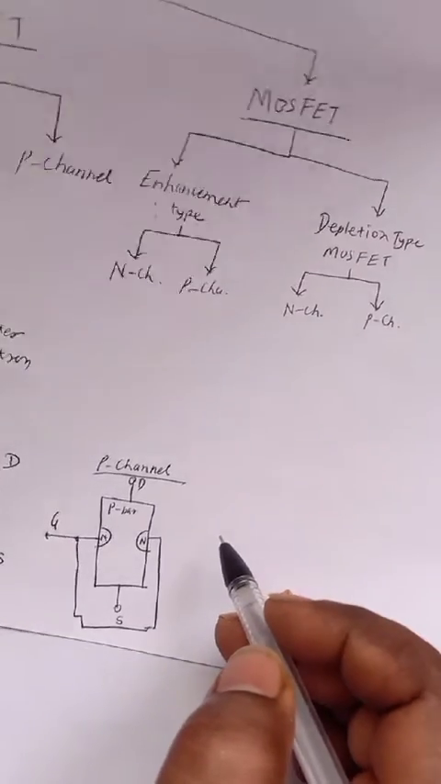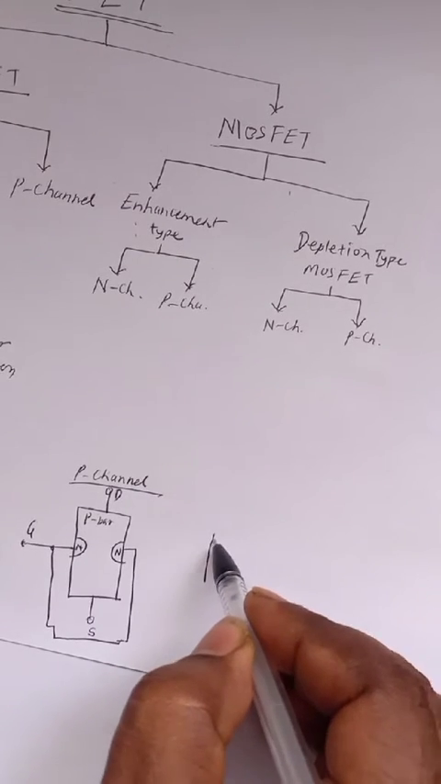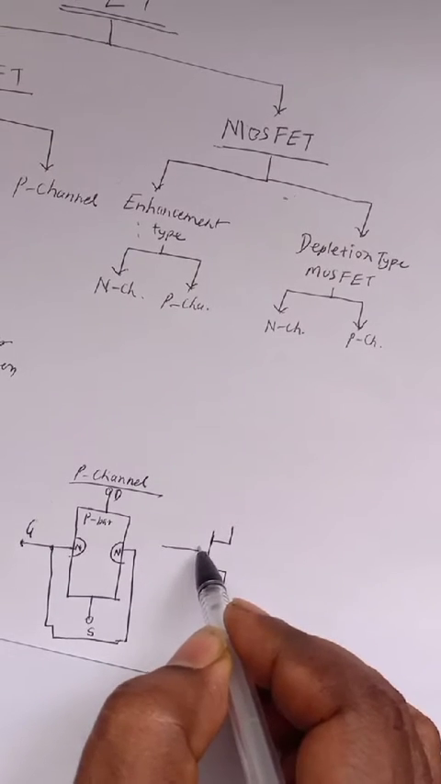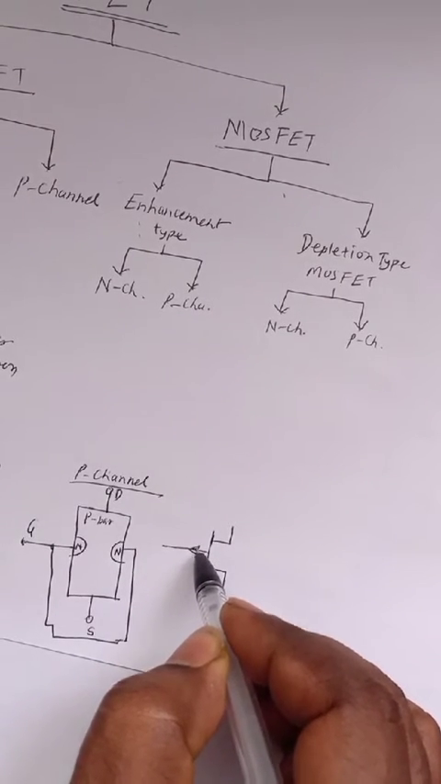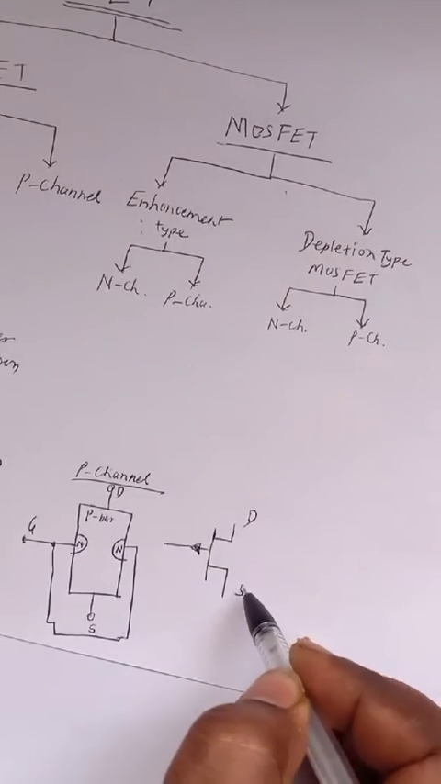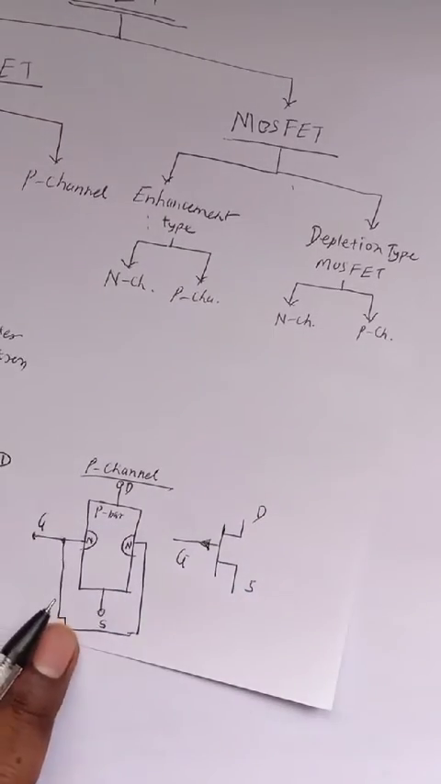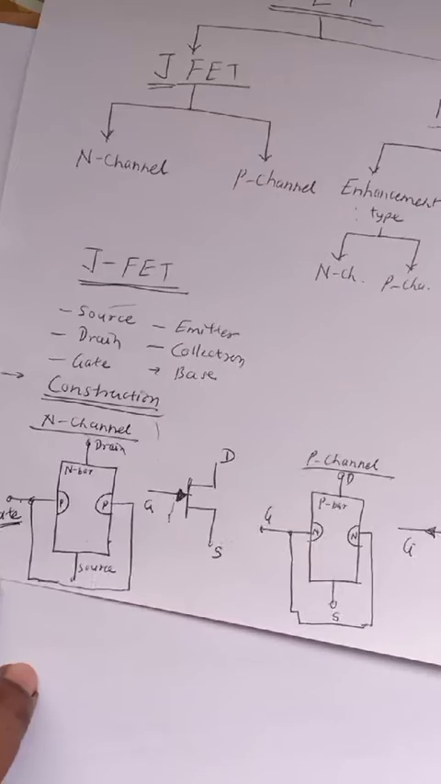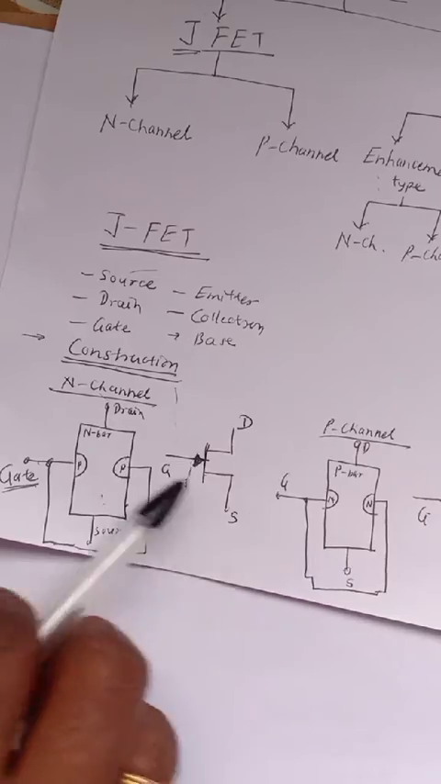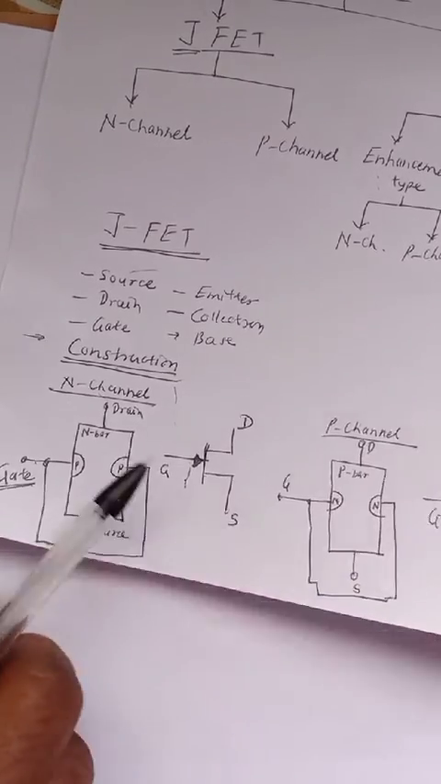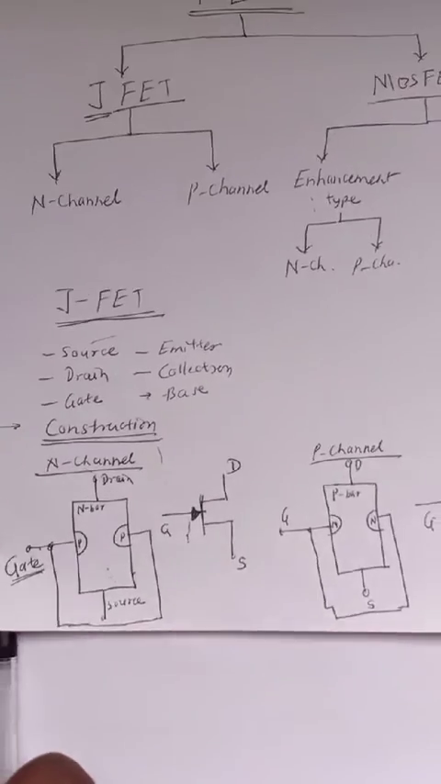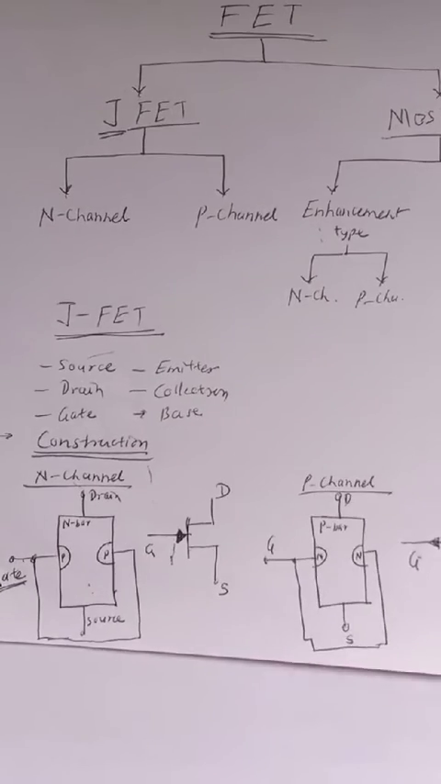And the symbol of this P channel is the same as that of N channel, but you have to mark the arrow outward, with drain, source and gate. So this is a simple construction of JFET, junction field effect transistor, N channel. So here P channel, you have to replace N by P and P by N. So this is the construction of N channel and P channel field effect transistors.